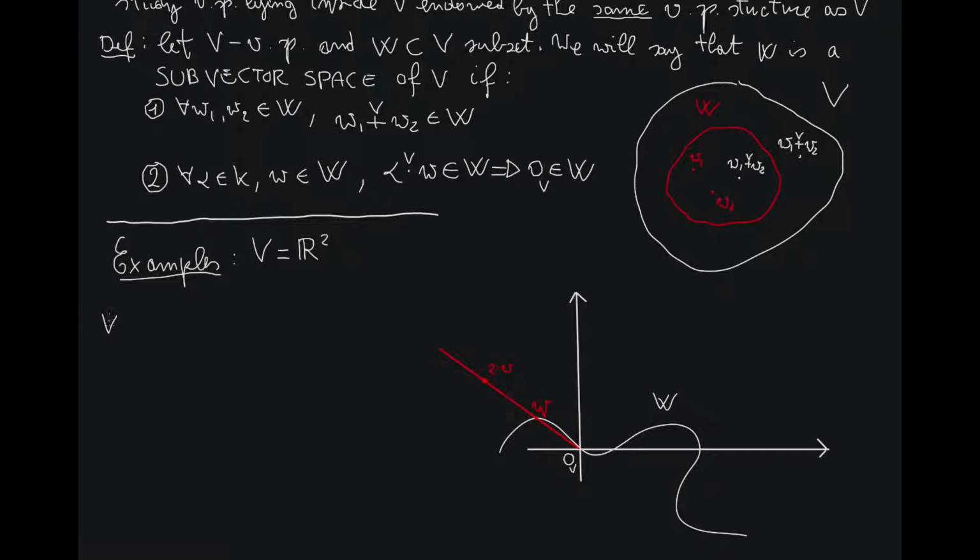So this shows that W is not a subvector space of V.